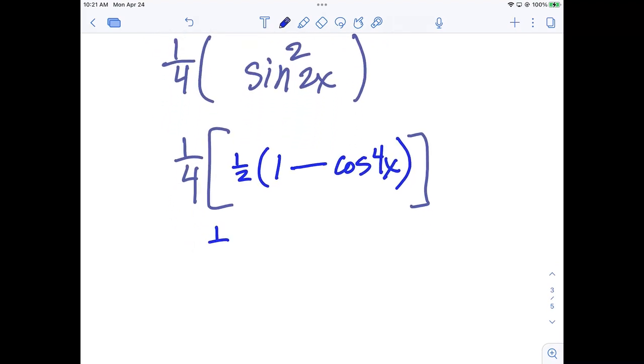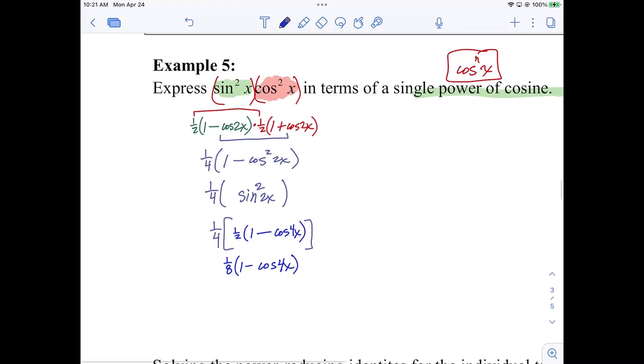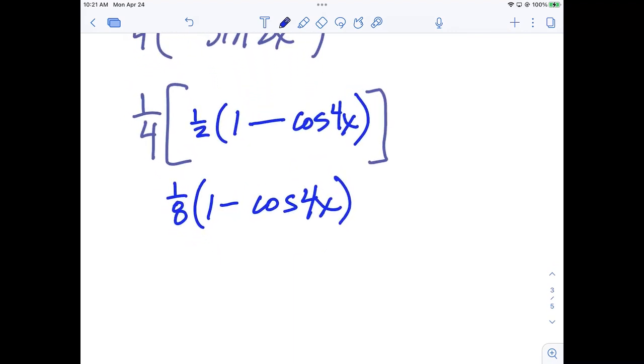Now, if I write it as this, 1/8, combining the fourth and the half, I get 1/8 times 1 minus cosine of 4x. Is that a single power of a cosine? It's a single power because it's cosine to the first, and it is in terms of cosine. It can have numbers in there, it just can't have other trig functions. So yeah, it works. We did it. Hooray. Lo hicimos.